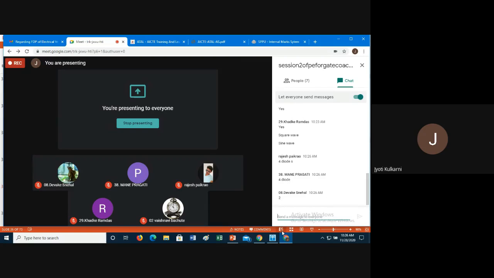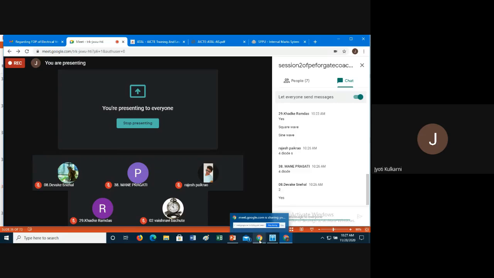Very good. Four diodes. Very good. So Pragati, Rajesh, good answer. Snehal, two diodes. You want to say half bridge, right? Because half bridge requires two diodes. So you are also correct. Snehal has given the answer for half bridge, and Rajesh and Pragati have given the answer for full bridge. Very good answer.